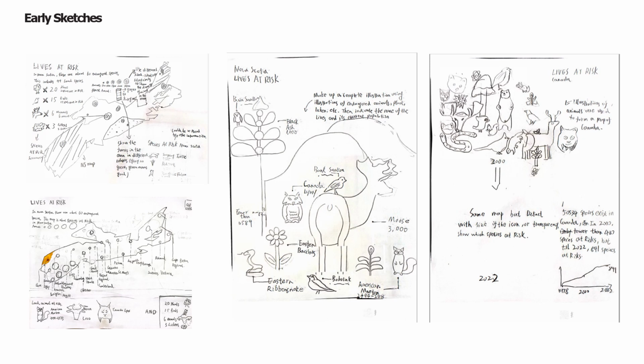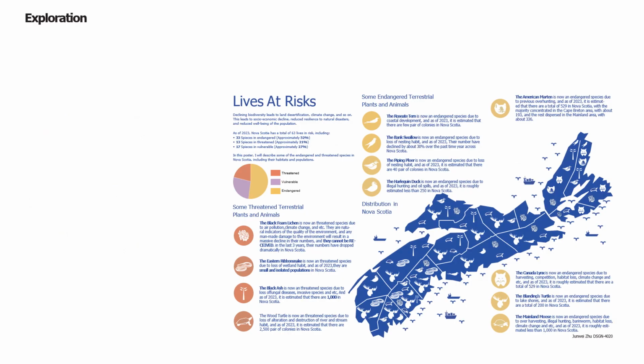After completing my research, I began creating early sketches to visualize my idea. They include a map-based design, an illustrative design, and a design using a composition of real animals to form a map of Canada. I decided to use a map-based format for my infographic.